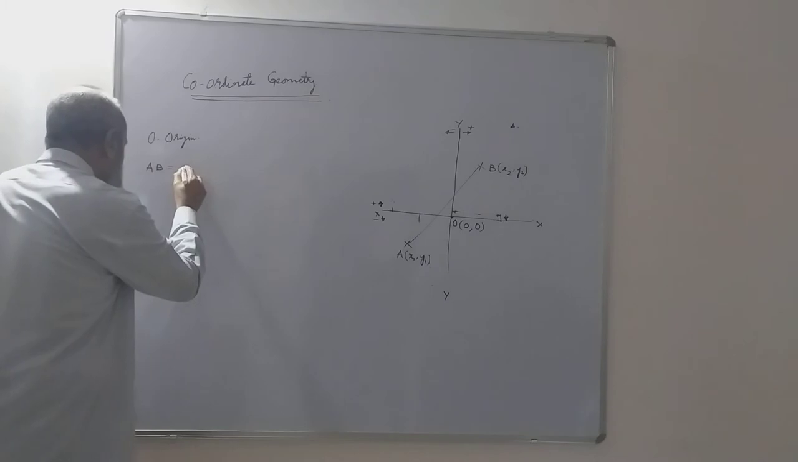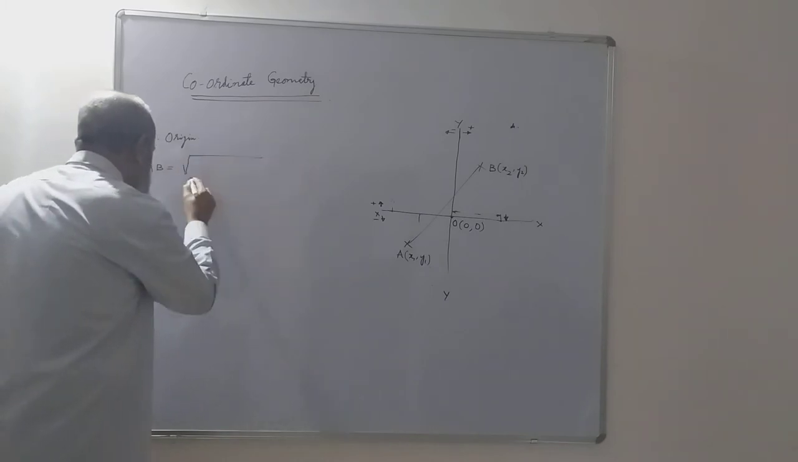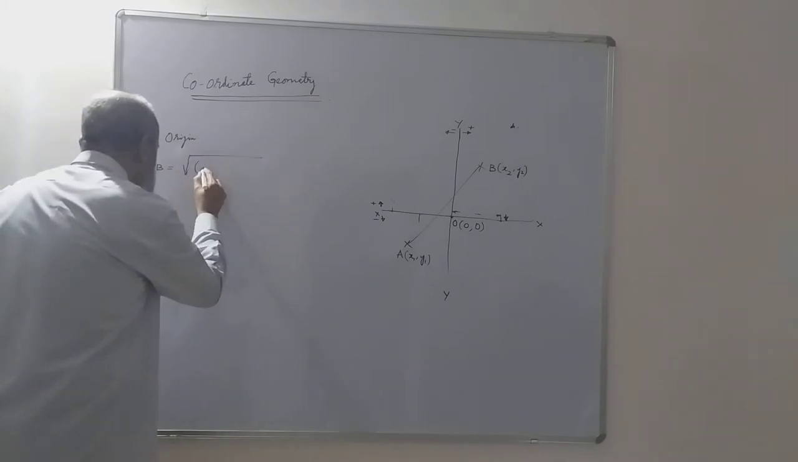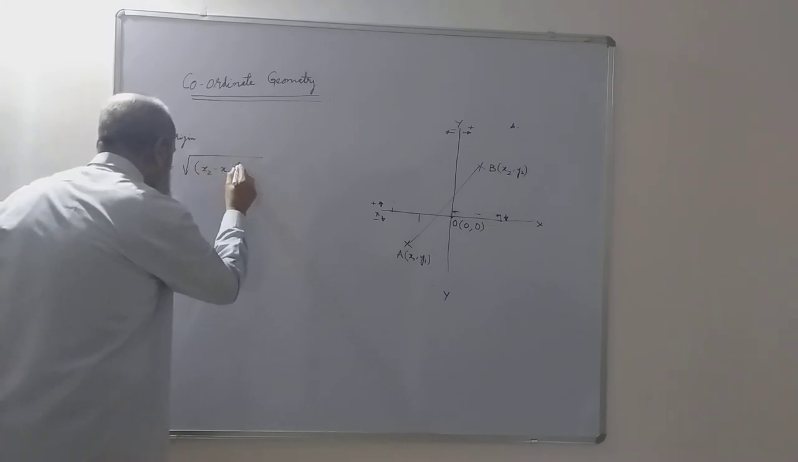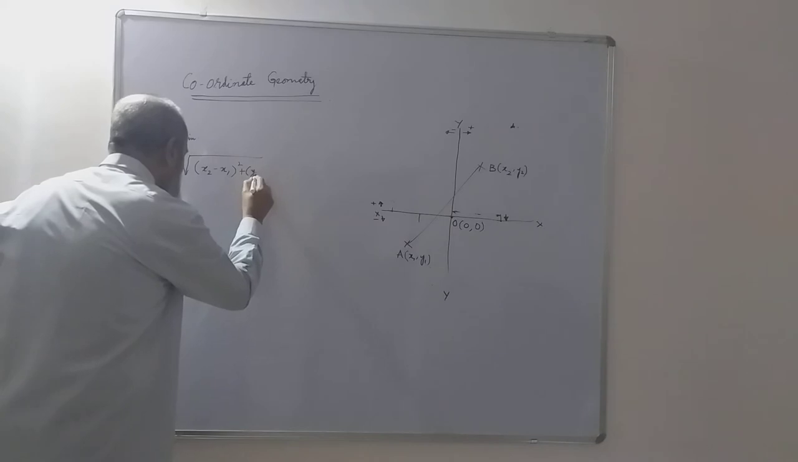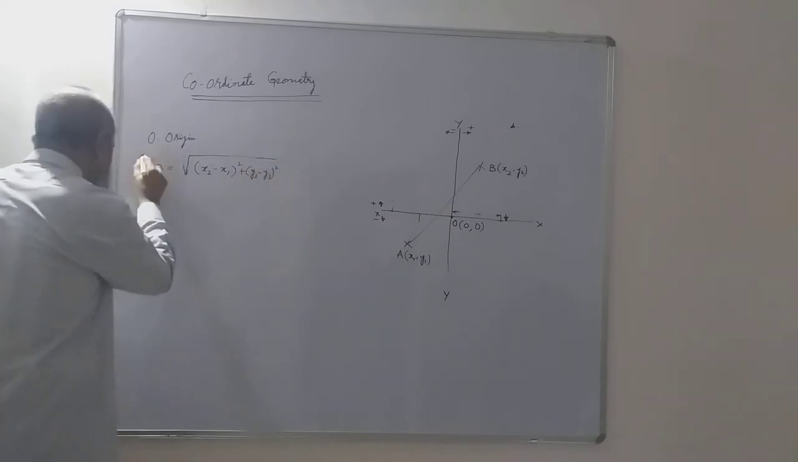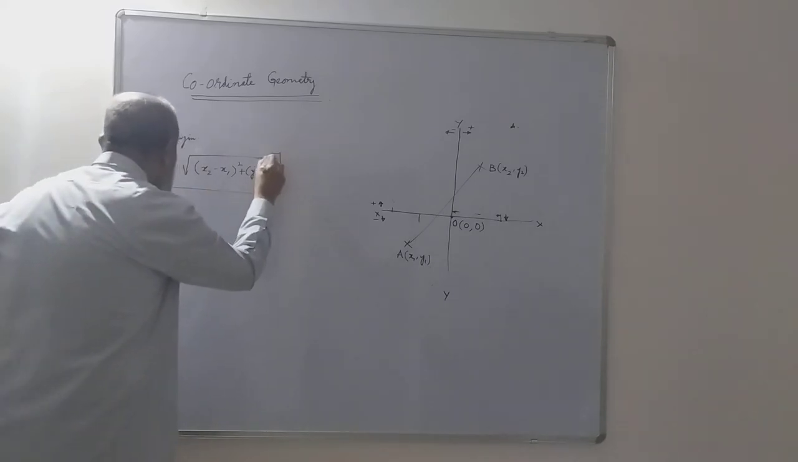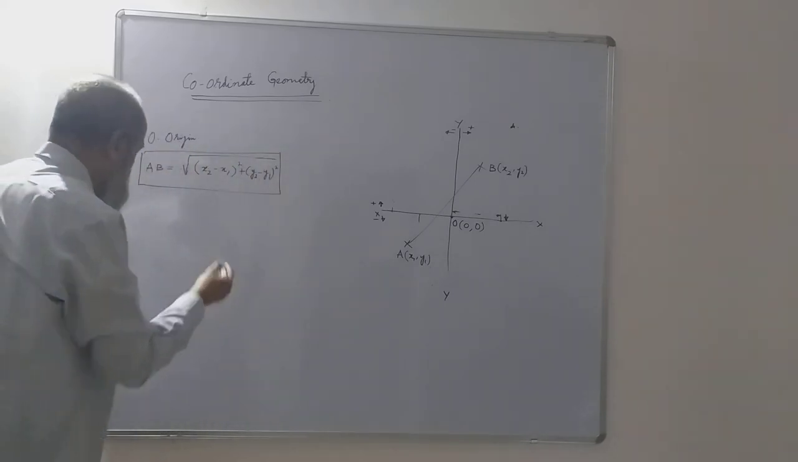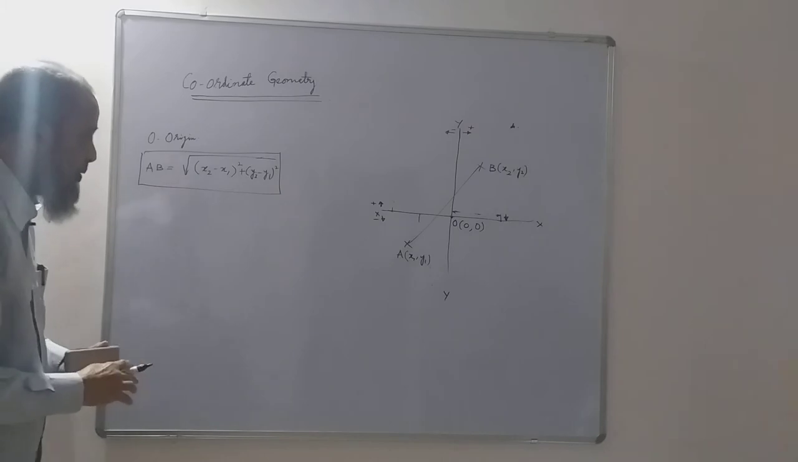Now, this can be proved geometrically, that it is equal to the square root of (x2 minus x1) the whole square plus (y2 minus y1) the whole square. This is called the distance formula. We can mathematically, geometrically prove it.